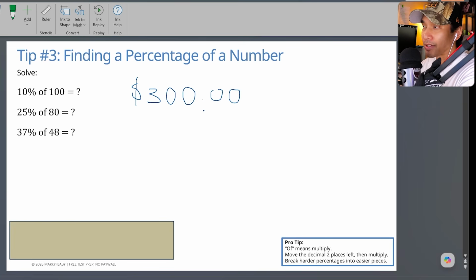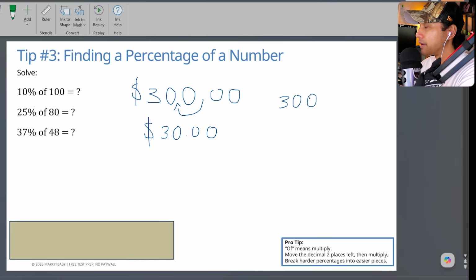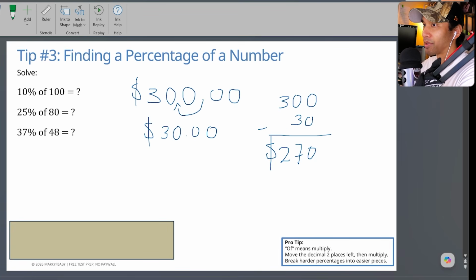And it's 10% off. To get 10%, all we have to do is move this decimal, right? And now $30 is 10%. And when you say 10% off, we go 300 minus 30, right? And then we get 270. And that's how much the Xbox is when it is 10% off.